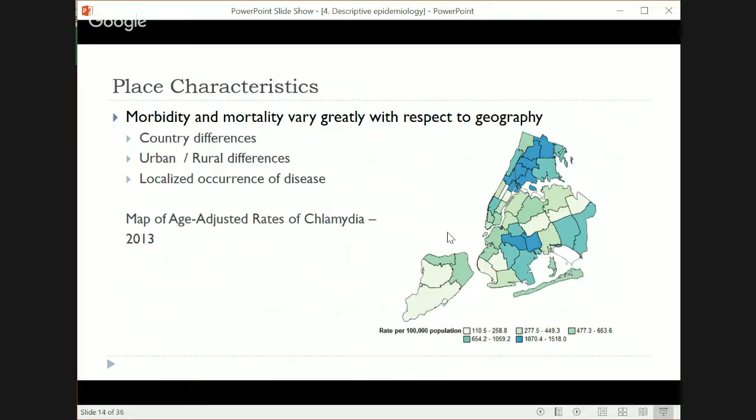So over here is obviously a map of New York City and age-adjusted rates of chlamydia in 2013. Now the dark blue, these are United Hospital Fund areas. The dark blue United Hospital Fund areas are the areas with the highest rates of chlamydia. And what do you notice, right? So one is that the areas with the highest rates of chlamydia are also the areas that are more impoverished, right? Central Brooklyn, the Lower Bronx, and Upper Manhattan, so the Harlem, East Harlem areas.